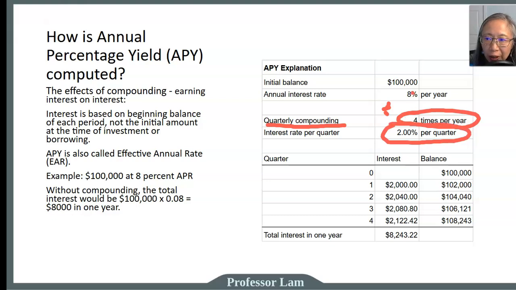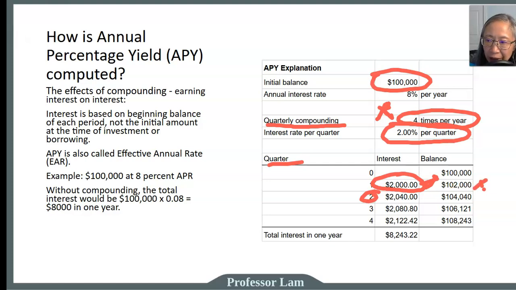So in the first quarter, $100,000 times 2% will give you $2,000. And at the end of that quarter, that $2,000 will be added to the balance. So it becomes $102,000. The interest for the second quarter will be 2% of this. So it'll be $102,000 times 0.02, 2%. That's $2,040. Once again, that will be added to the ending balance, and that increased to $104,040. Pause the video a minute to make sure you understand this calculation.